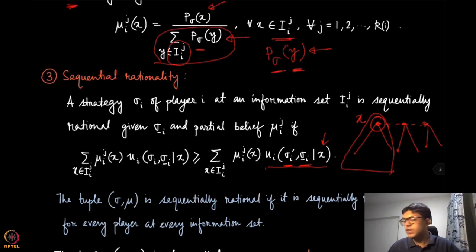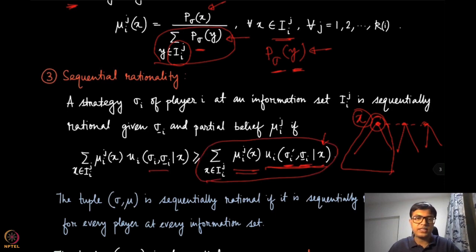So that is going to be defined as U_I, and then you take the expected sum, because as agent I you do not really know exactly which node you are in. You might be in X, but you might be in some other nodes in the same information set. So you are looking at the expected utility at that information set. What sequential rationality is saying is that sigma I, sigma minus I is going to be sequentially rational if everybody else is still committing to sigma minus I, and player I does not benefit by deviating to any other sigma I prime.